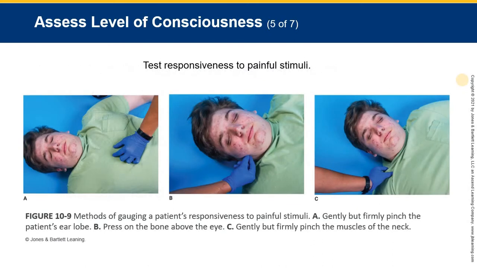So here's a picture from your book with actually inaccurate captions here. But there are ways to actually test for pain response. The one that I explained before, the trap pinch, is going to be C, where you just take those muscles of the neck there and firmly pinch it, not trying to cause a whole lot of pain or damage, but just enough that someone tries to open their eyes. The one in the middle seems like a sternal rub. We don't do that one anymore. You can pinch their face, I guess.